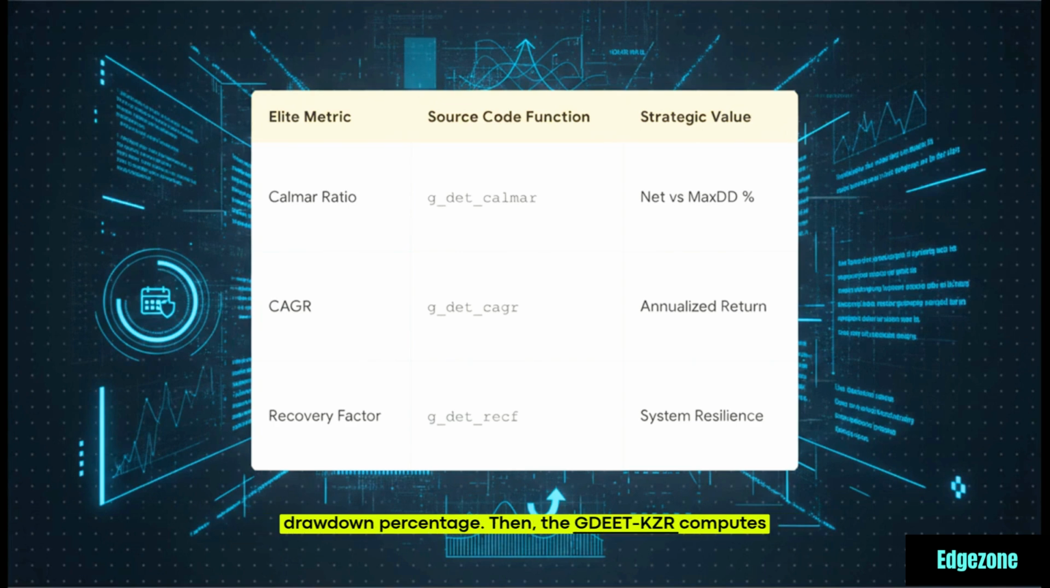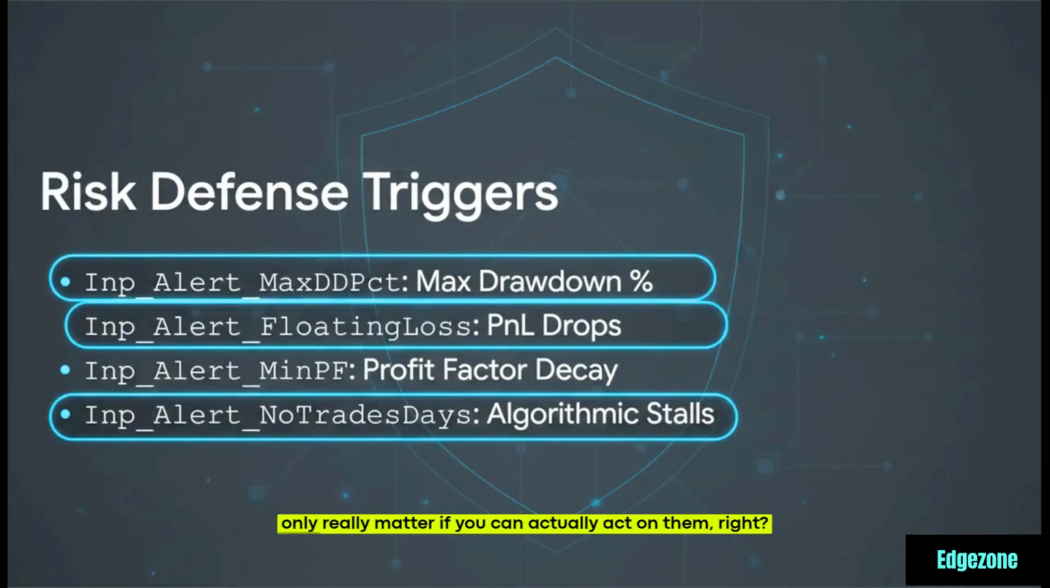Then, the GDEAT KZR computes your compound annual growth rate over the exact calendar days you've traded. And finally, GDEAT RecFac tracks the recovery factor, mathematically proving the resilience of your system. This is the exact institutional-grade visibility you need to know for sure which bot gets more capital and which bot gets turned off. But hey, analytics only really matter if you can actually act on them, right?